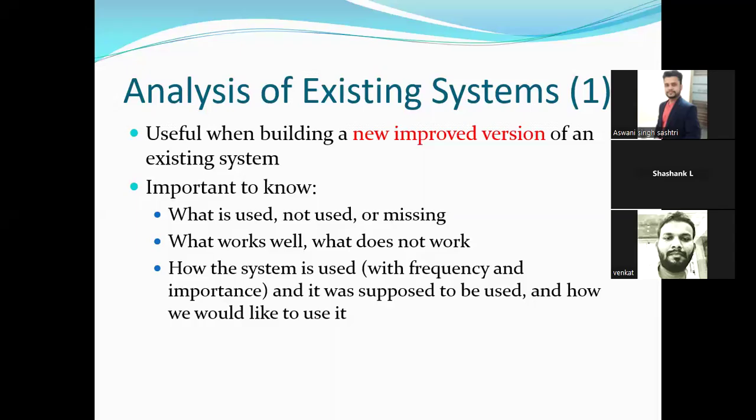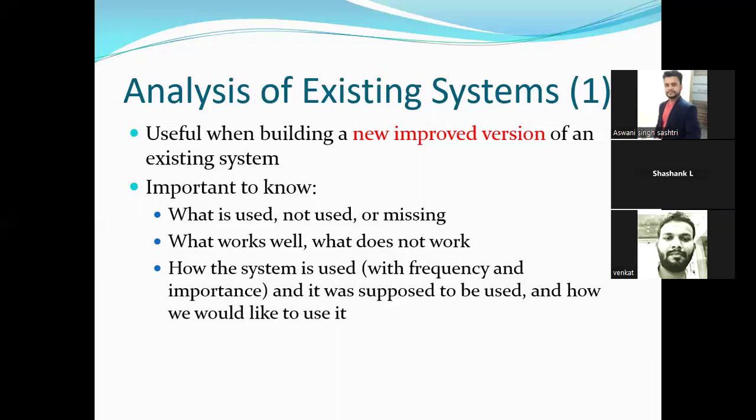These are the features that are mostly used. There are some features which have not been used, like replacement of debit card is not used in the mobile bank application. Which one is missing? There are some AI-driven application features missing. What works well? Your application is working. All the features are working actually. Both the main features are working. What does not work? The speed is not good. What is the frequency of the system? How is it supposed to be used and all. So everything we will be able to understand.